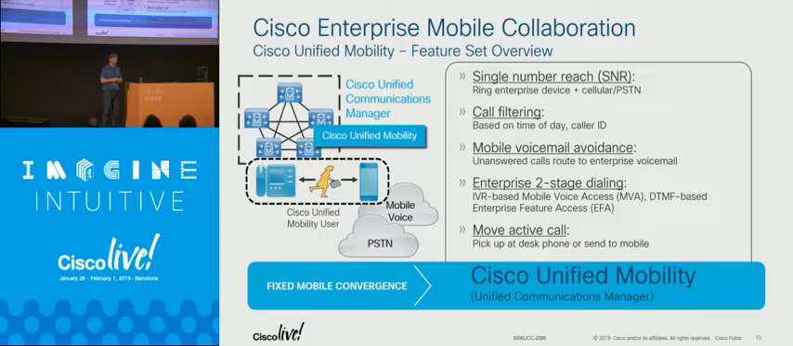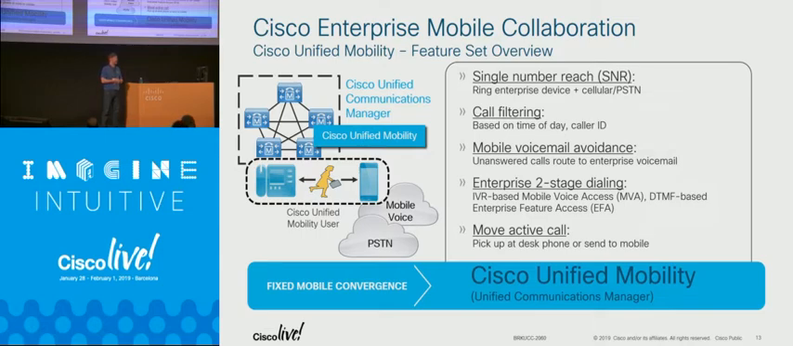Call filtering, so when we extend those calls out to the mobile device or to that PSTN device, we can actually filter based on caller ID, time of day, so it gives users the flexibility to determine what calls are going to come through and reach them. Have mobile voicemail avoidance. This is going to be important so that if a call does get extended out to my mobile device and I don't answer it, we want to make sure that it ends up in the enterprise voicemail system, not in my mobile voicemail system, so we don't have to check two different voicemails.